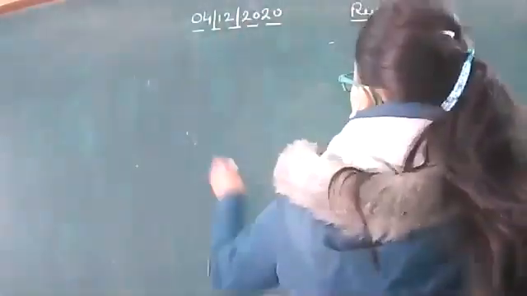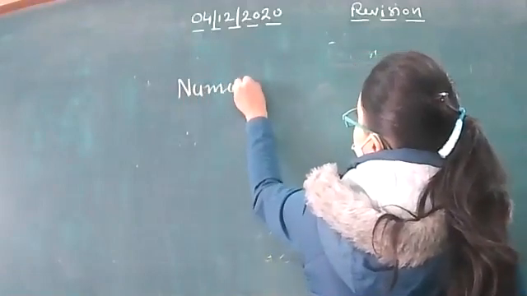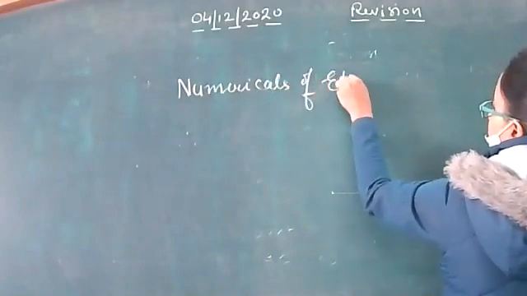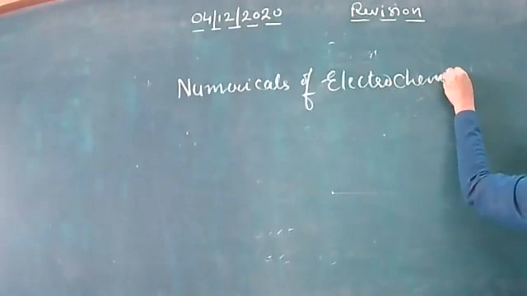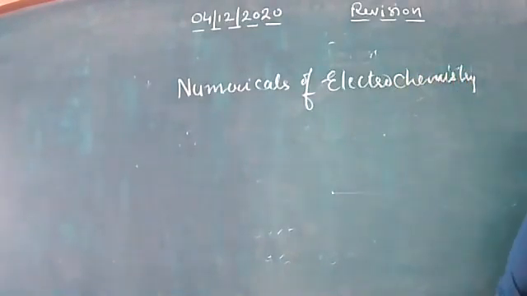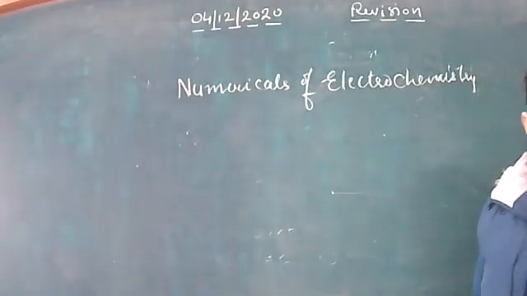We are starting with numericals of electrochemistry. Okay. So the first question is, write down, beta, calculate the EMF of the cell.